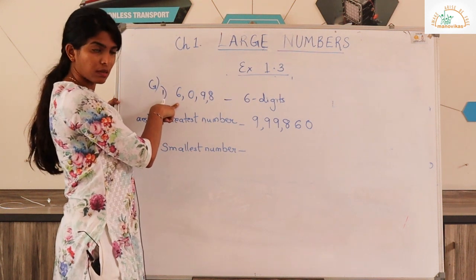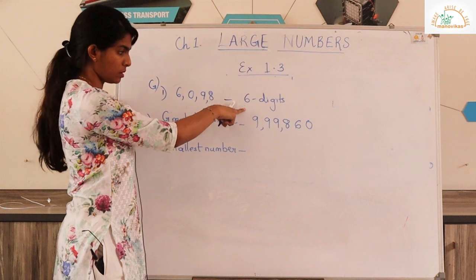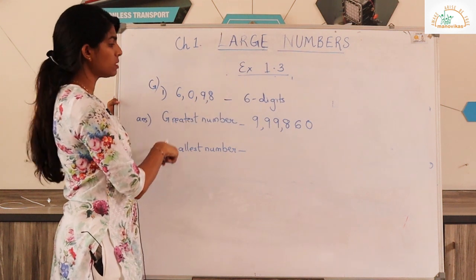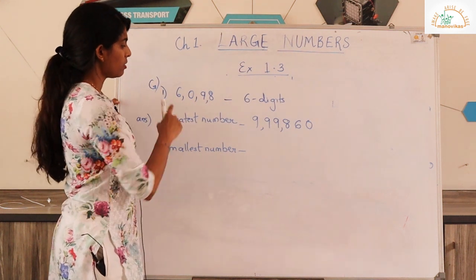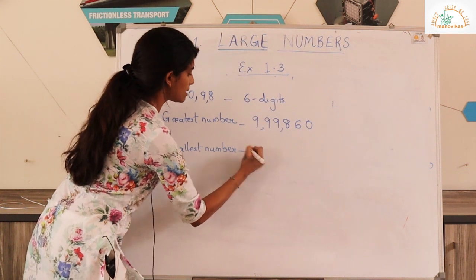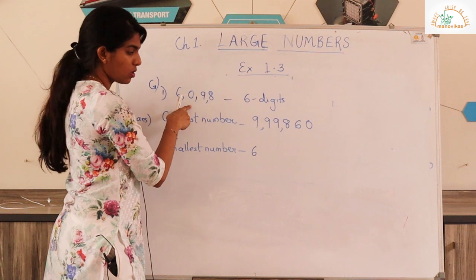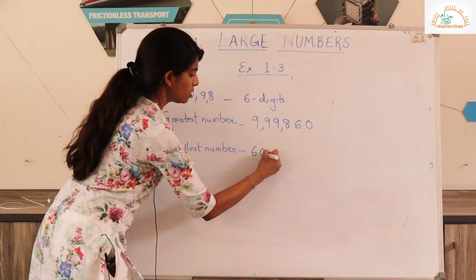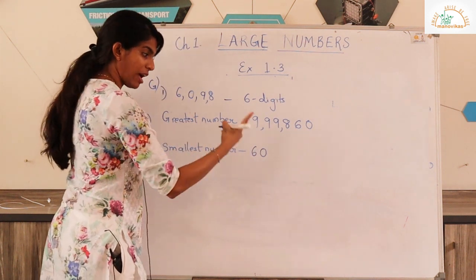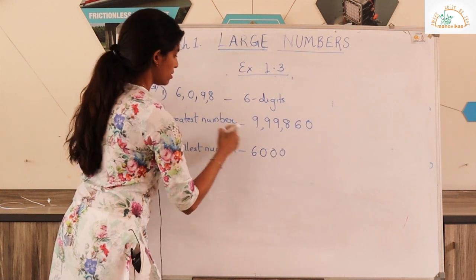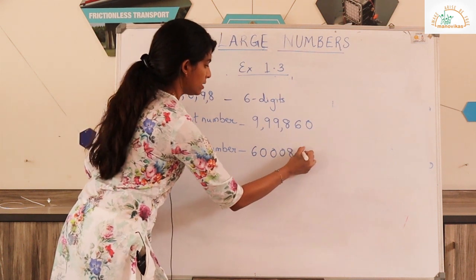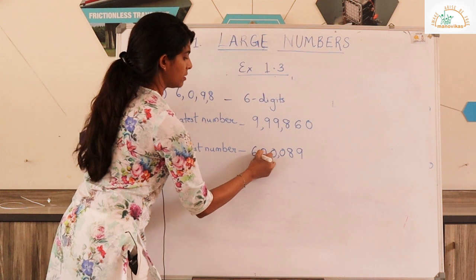I have repeated the digit just to make a 6-digit number. Now we have to make the smallest number. So how will you start? You will start with 6 because 6 is the smallest non-zero digit here. We cannot write 0 first. So I write 0 in the second place. I have to add 2 more zeros and then 8, 9.